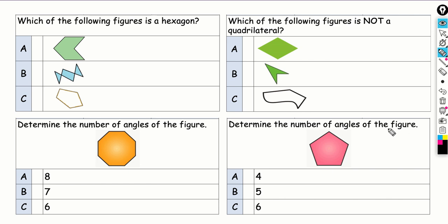Determine the number of angles in the figure. 1, 2, 3, 4, 5. 5 angles, 5 sides, this is called a pentagon. Quadrilateral 4, hexagon 6, triangle 3. Okay, I did not ask you about this. How many sides does it have? It has 8 angles. So how many sides? 8 sides. 8 angles, 8 sides. What is the name? What is the name? Okay, let's move on if you don't know this.